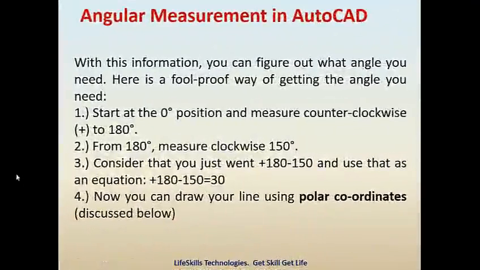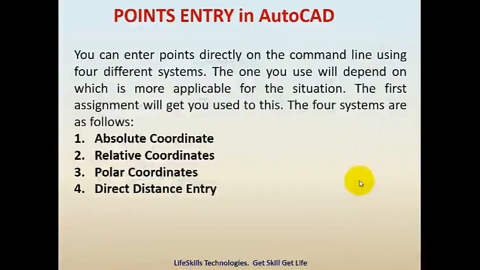So what we are saying here is, when you draw your line with angular direction, we call it polar coordinates. So in summary, there are 4 ways to enter distance or to enter points in AutoCAD. The first one is absolute coordinate. The second one is relative coordinate. The third one is polar coordinate, while the last one is direct distance entry.